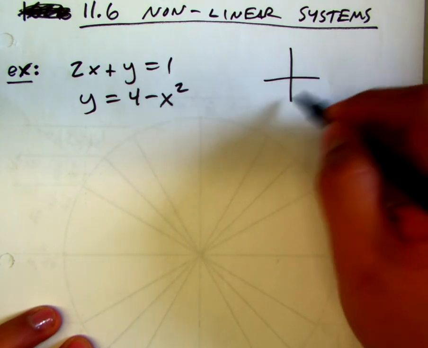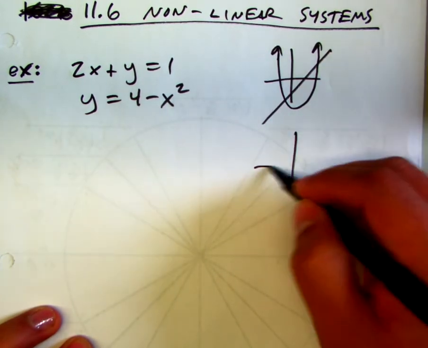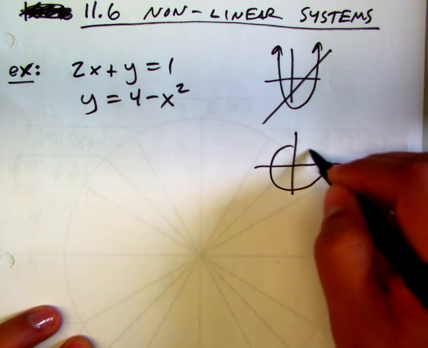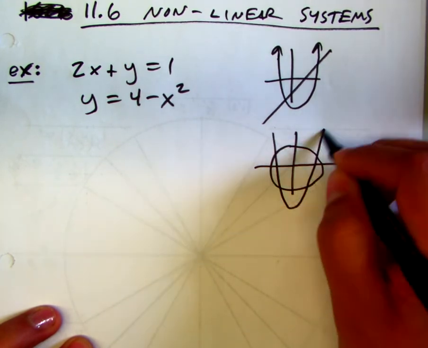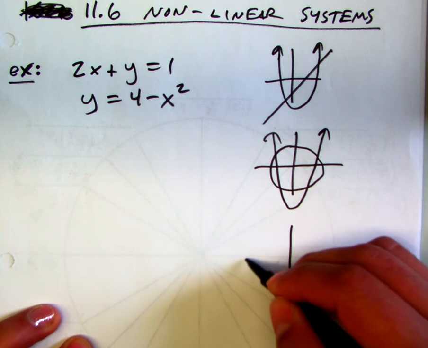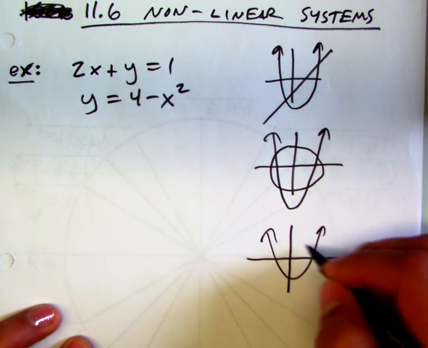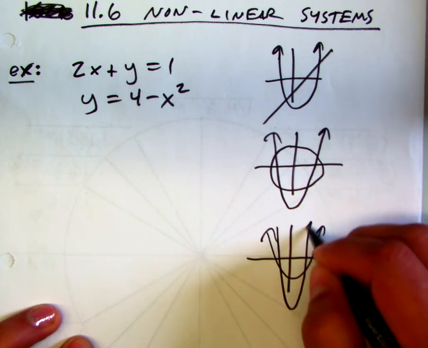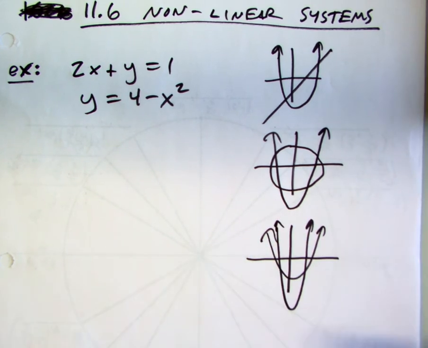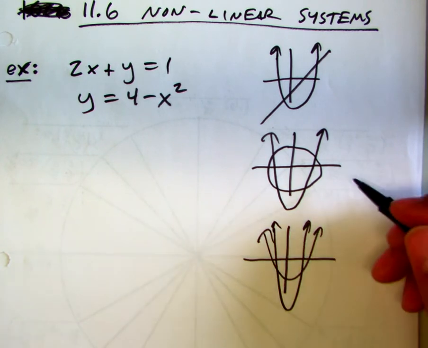You could have a line and a parabola. You could have a circle and a parabola. You could have a parabola with a parabola. Is there one that starts with an H? Hyperbola. There you go. I don't like that one. Okay, so there's lots of different scenarios. You might have one answer, you might have two answers.